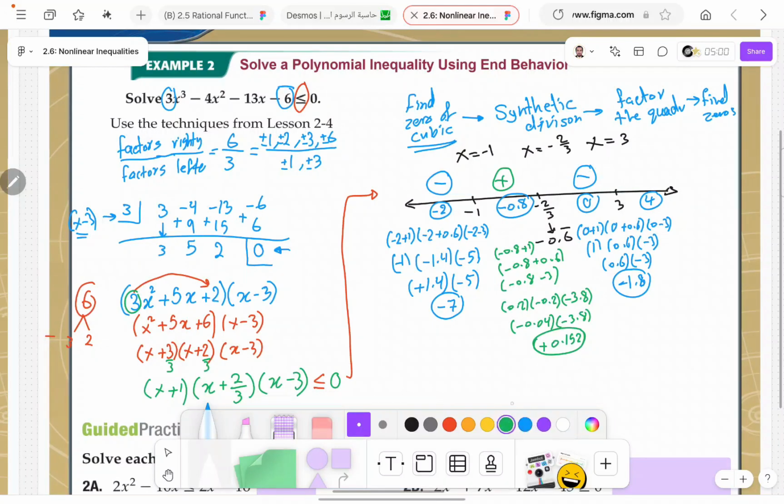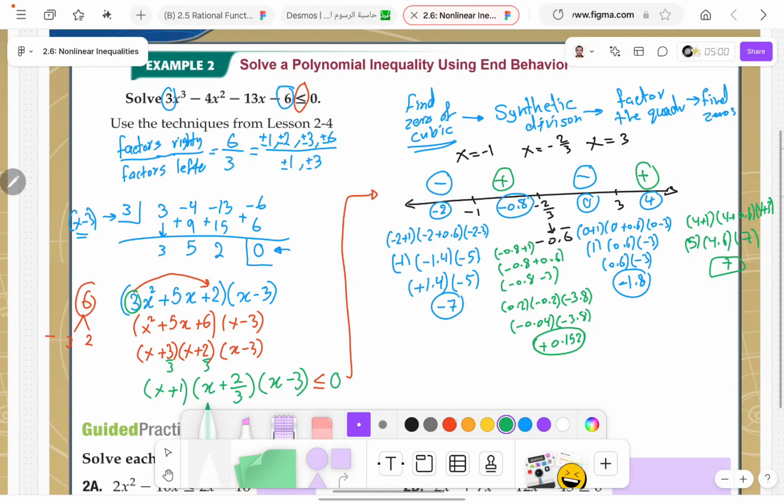Okay, and now let's test the last one, which is 4. So it should be 4 plus 1, okay, and 4 plus 0.6, and 4 plus 3. Okay, so the first one is 5, here it's 4.6, here is 4, here should be 7. Okay, as you can see, all the values are positive. I don't care for the answer. Of course, the answer will be positive. So the answer here is positive.